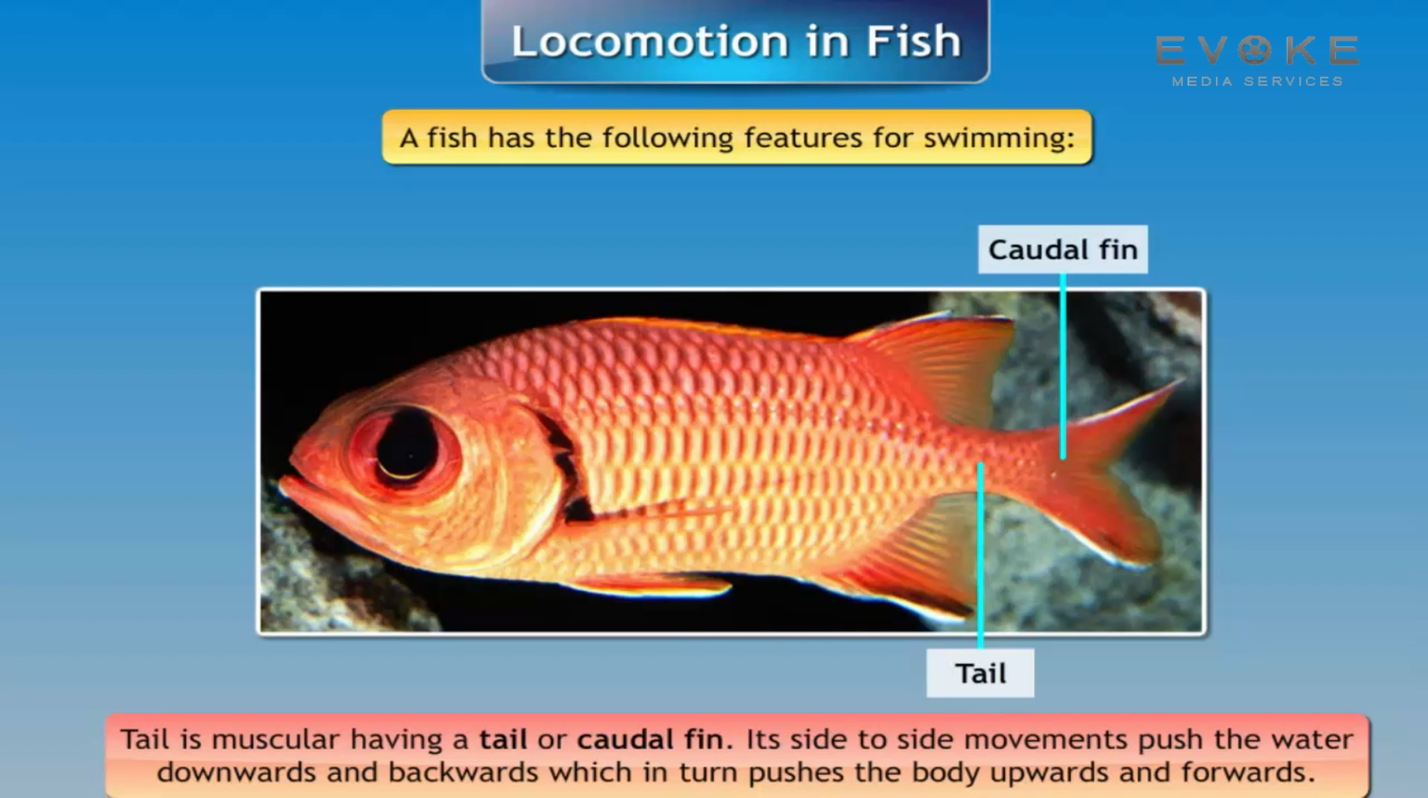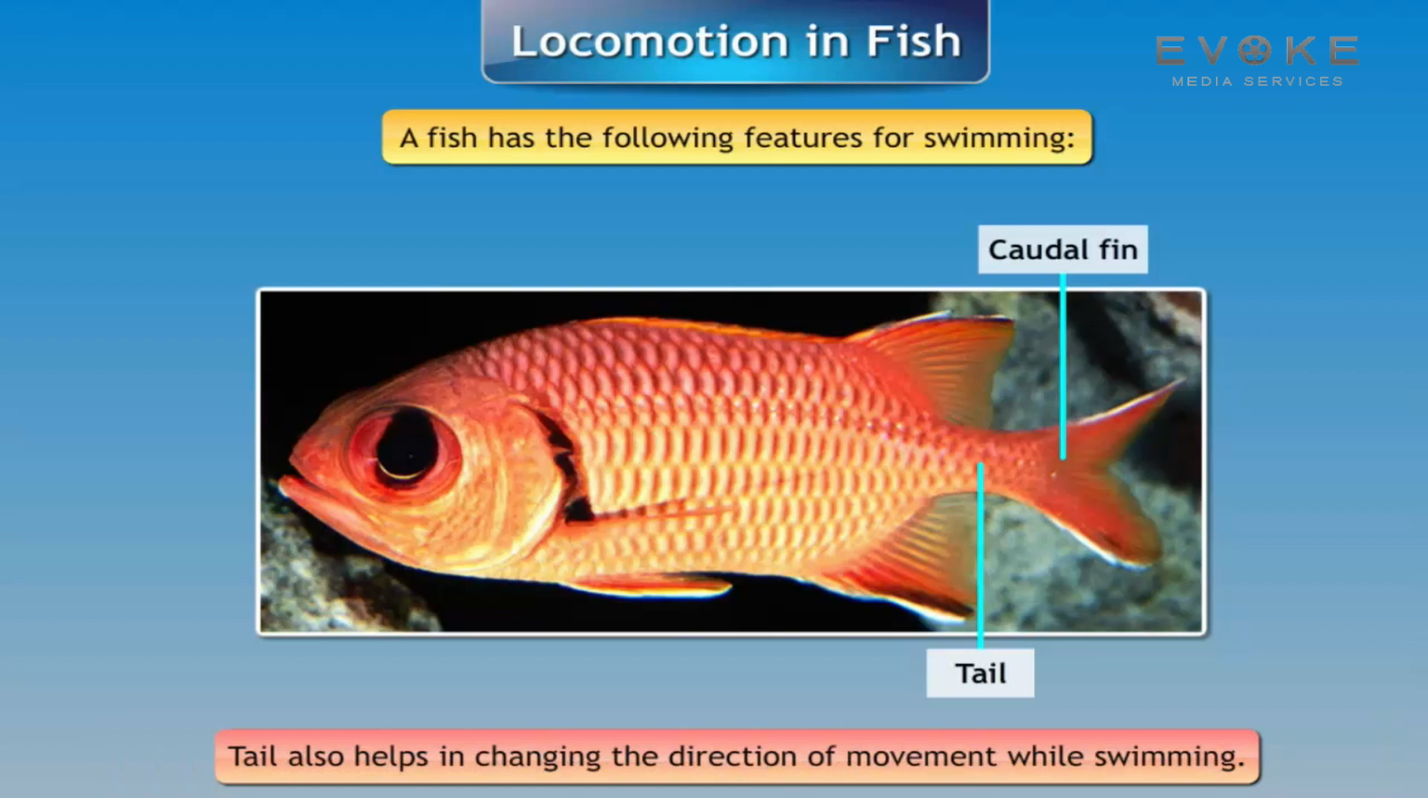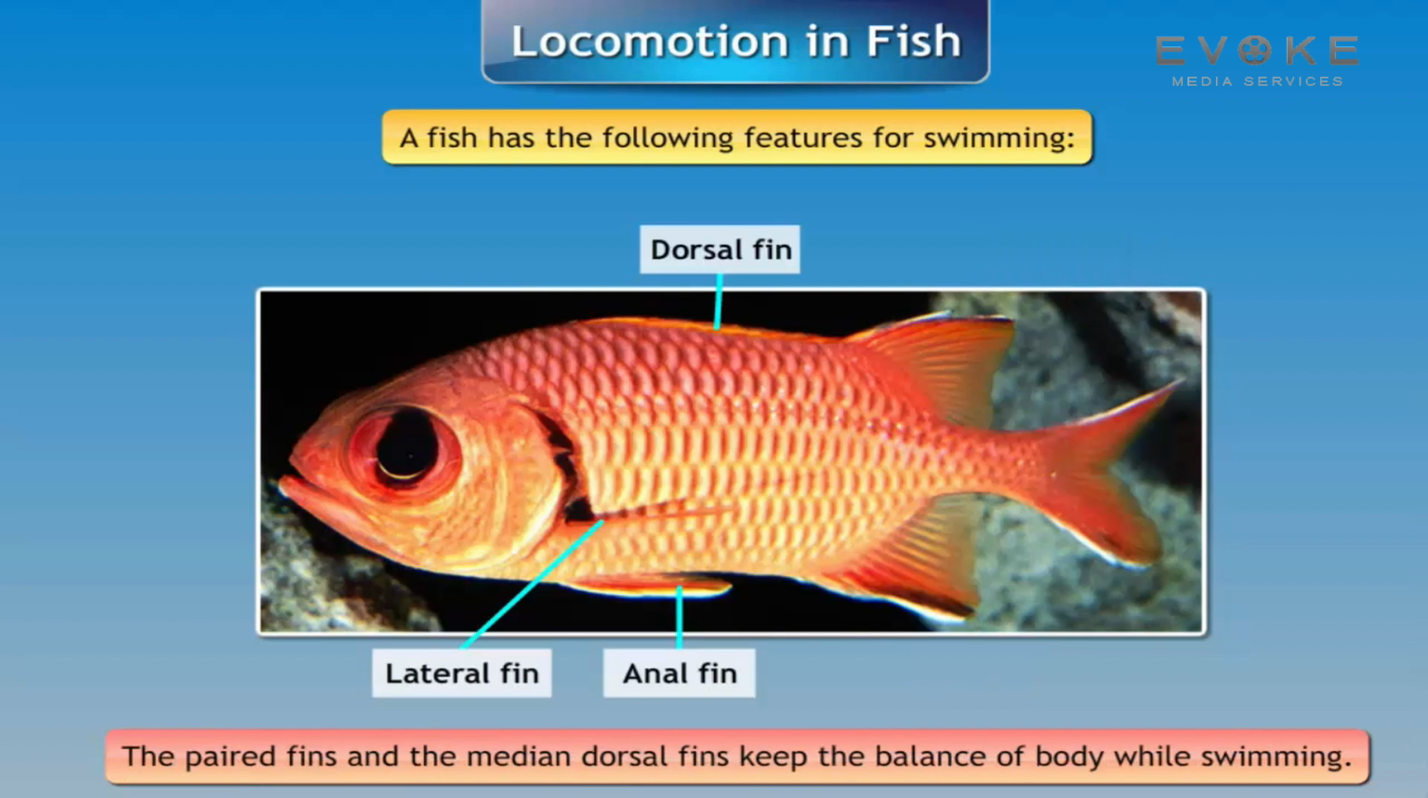Its side-to-side movements push the water downwards and backwards, which in turn pushes the body upwards and forwards. Tail also helps in changing the direction of movement while swimming. The paired fins and the median dorsal fins keep the balance of body while swimming.